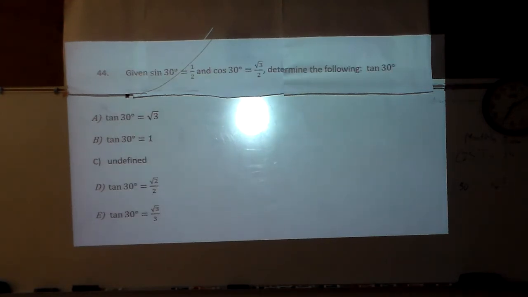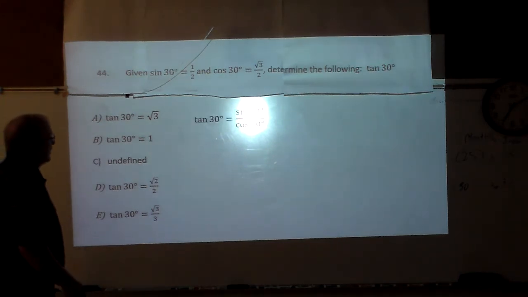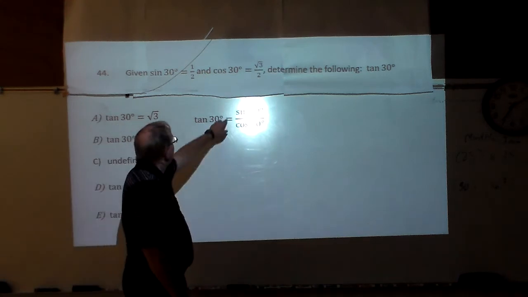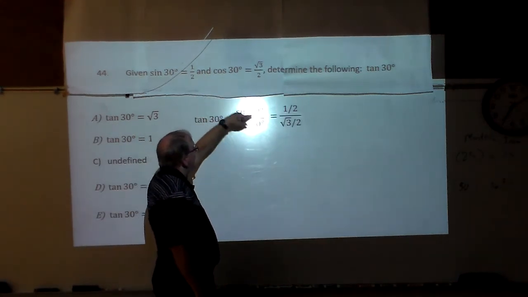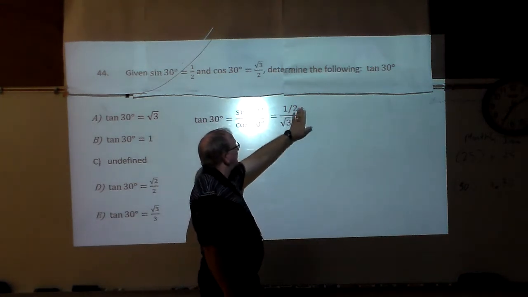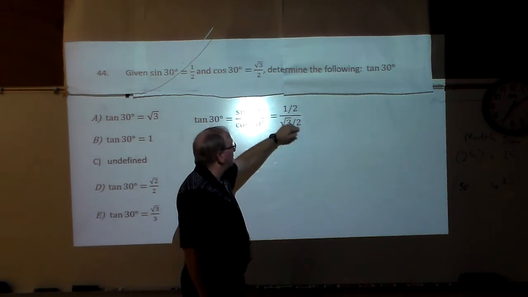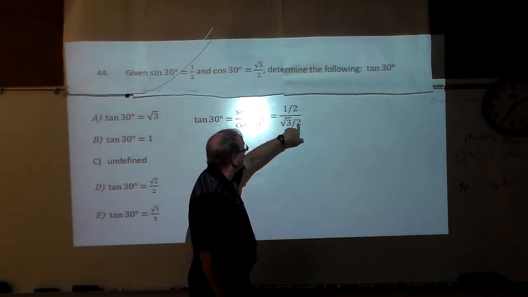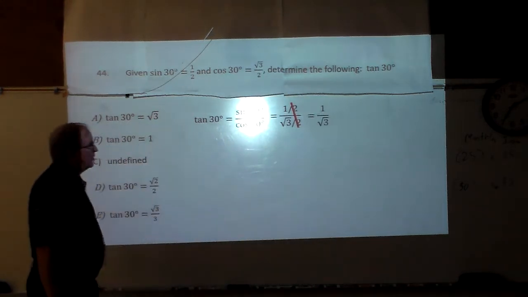All right. And then here we have to find basically the tangent of 30 degrees. Well, remember, tangent is what? Sine over cosine. So what's the sine of 30? 1/2. Cosine of 30, square root of 3 over 2. Notice, when you divide, you multiply by the reciprocal, so it would have 1/2 times 2 over square root of 3, which means the 2's would cancel. So I have 1 over square root of 3.